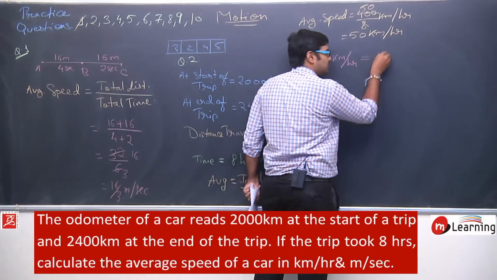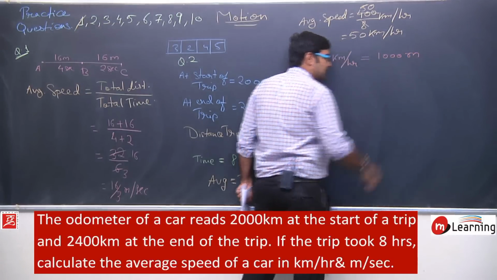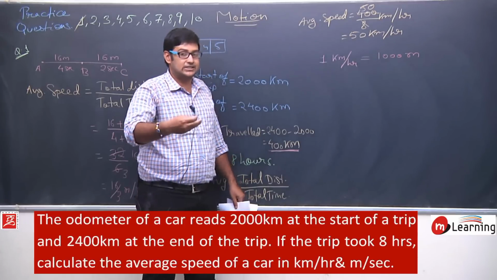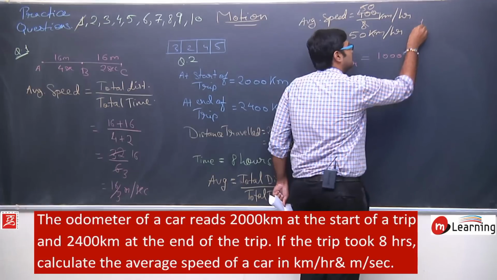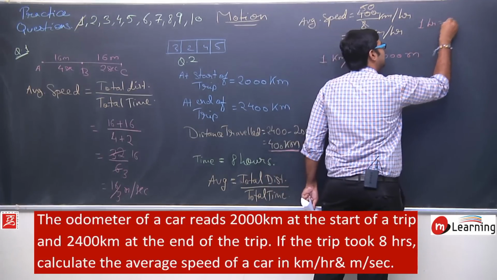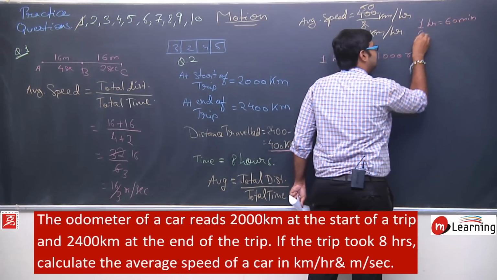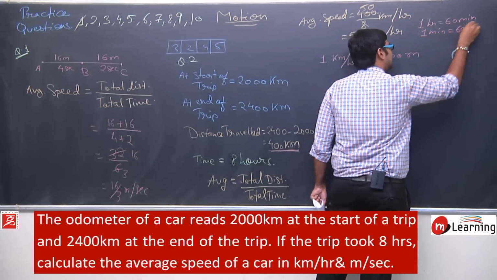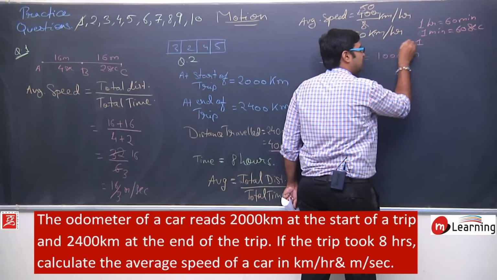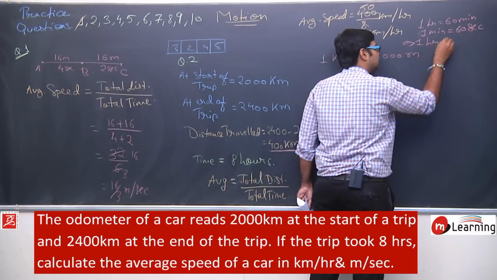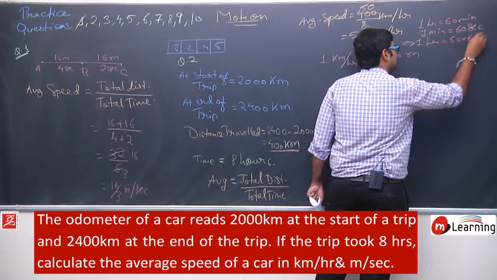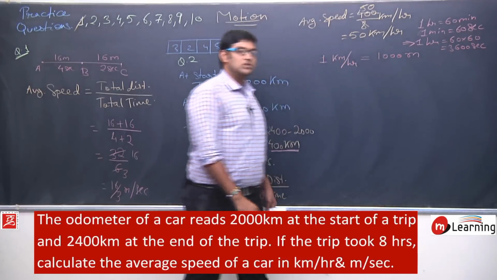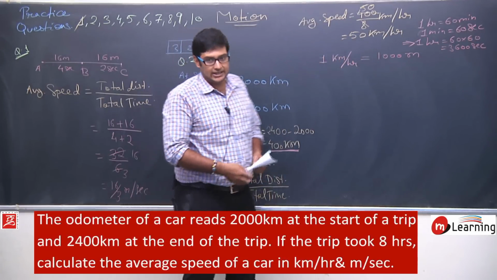This kilometer will become 1000 meters. And if I want to convert hours into seconds, 1 hour is equal to 60 minutes and 1 minute is equal to 60 seconds. So 1 hour will be equal to 60 into 60, that is 3600 seconds. So 1 hour means 3600 seconds.